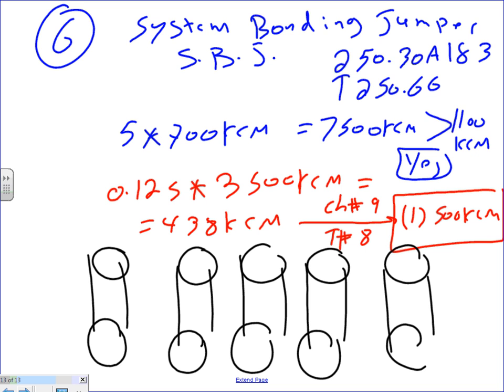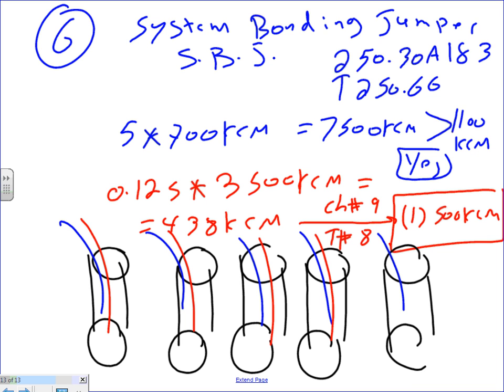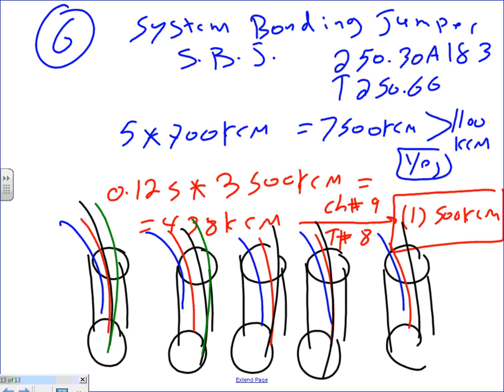So each one of them is going to have 1, 1, 1, 1, 1, and the second one 1, 1, 1, 1, 1. Did I miss any? And we're going to have a black too: 1, 1, 1, 1, and 1. And the neutral, all equal, is going to have 1, 1, 1, 1, and 1. This is how your systems look.